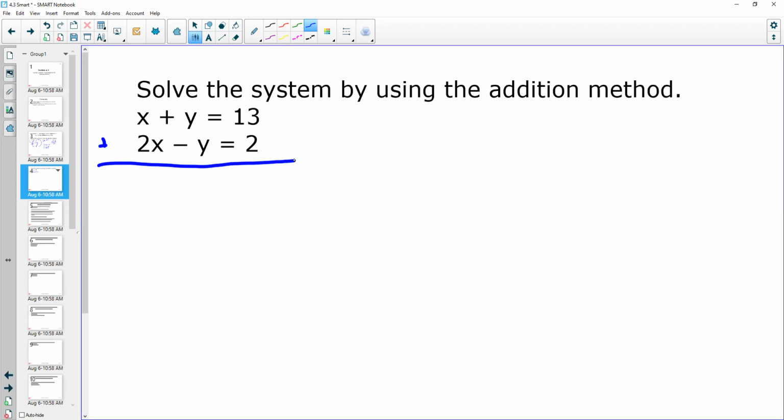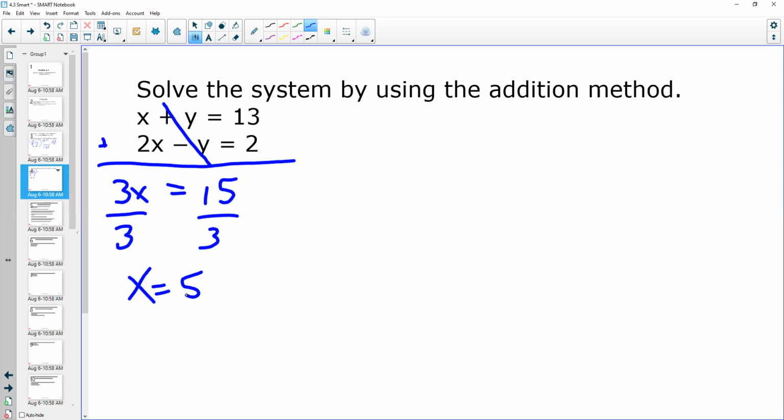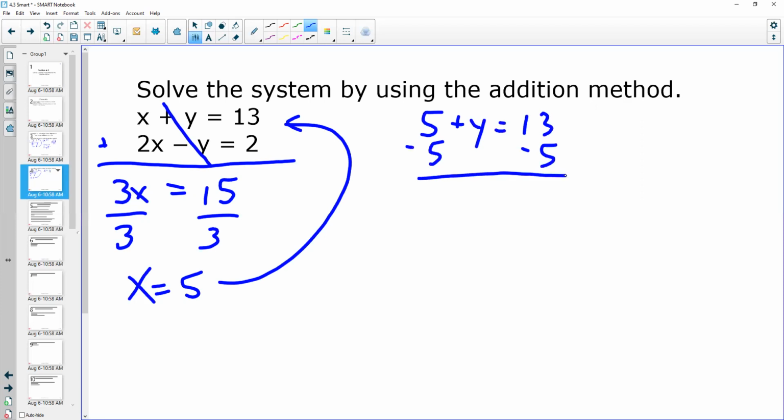All right, we're going to add down. So 2x plus x is 3x. Y minus y is no y's. 13 plus 2 is 15. And then we're going to divide by 3. So I get x equals 5. That's it. So then I'm going to plug that back in. I get 5 plus y equals 13. Subtract the 5. Y is going to equal 8. So my final answer is (5, 8).